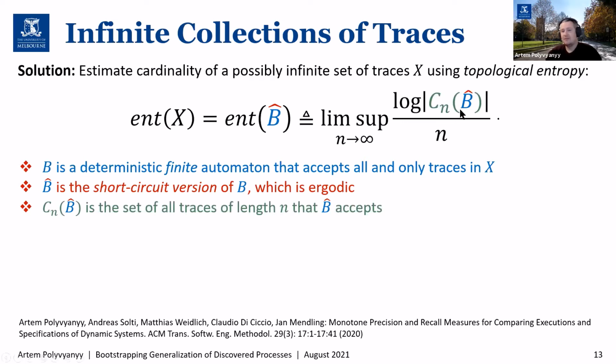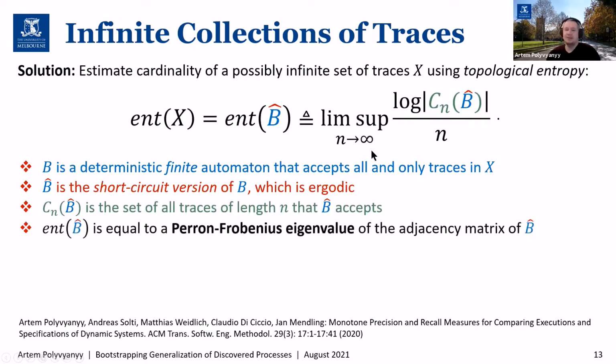And then Cn of that short-circuited automaton is the set of all traces of length n. So that's just to establish the formalism shown on this slide. And then you say, okay, but how do you still measure it? You have some limit superior that you need to establish for n approaching infinity. So how do we measure it? We use a well-established theory. To measure that quantity, we represent that short-circuited automaton as an adjacency matrix and measure its Perron-Frobenius eigenvalue, which is the largest eigenvalue of that adjacency matrix, and that will be the measure of entropy.